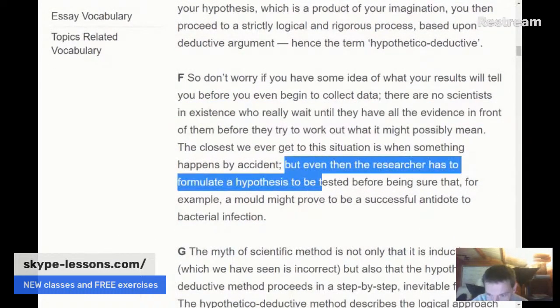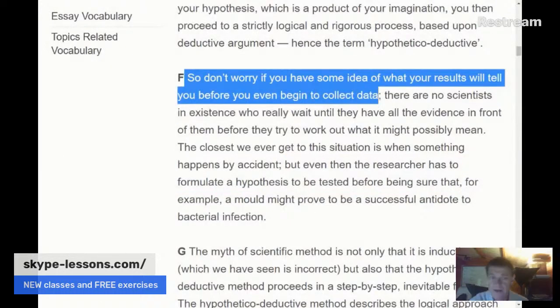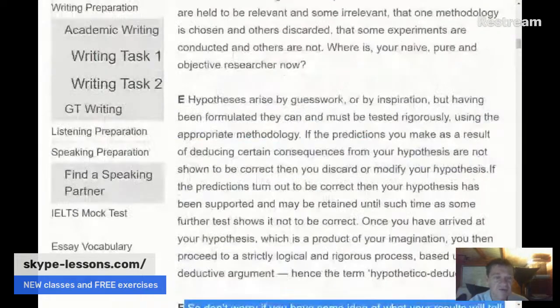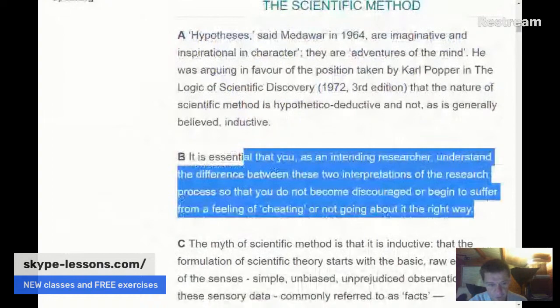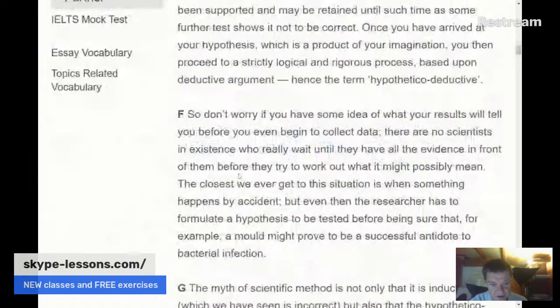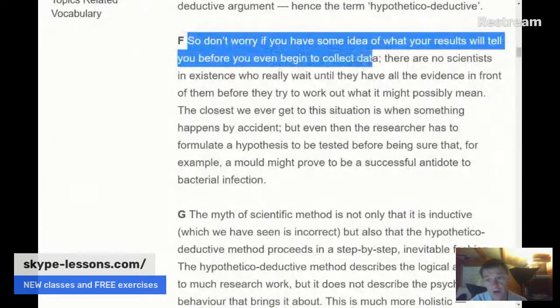So here again, but even the researcher has to formulate a hypothesis before being sure that. So here he is giving advice. I would say it's mainly in this first line though. Don't worry if you have some idea of what your results will tell you. So we want B and F for where the writer is giving advice. B was very, very clear, but F is also where the writer is giving advice, and it's right here. Don't worry if you have some idea of the results.